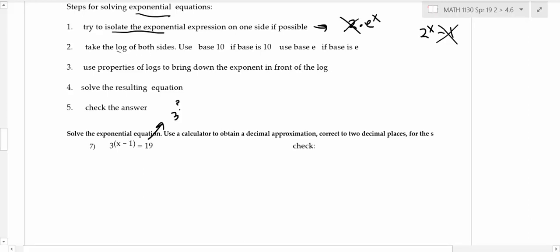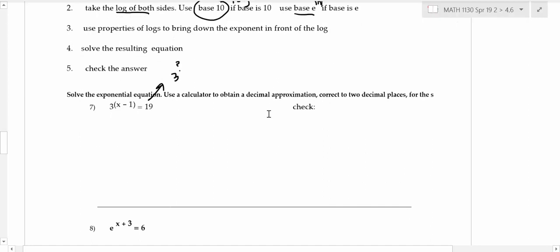Then what you do is you take the log of both sides. It really doesn't matter which one you do, but generally, if you had a base 10, then you would use a log. If you had a base e, then you would use an ln. But really on this problem that I'm doing down here, number 7, it doesn't matter which log you do. Then the rest of it, you just use log properties. So this is already isolated.